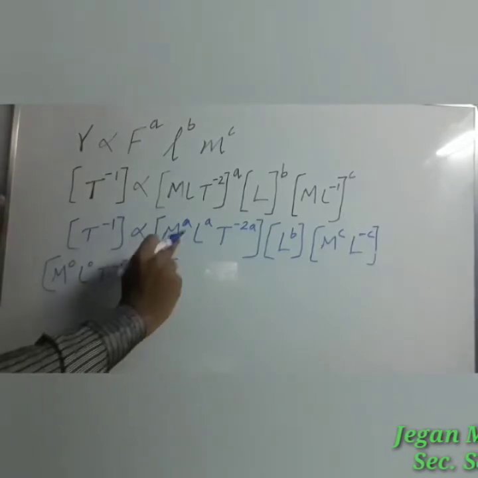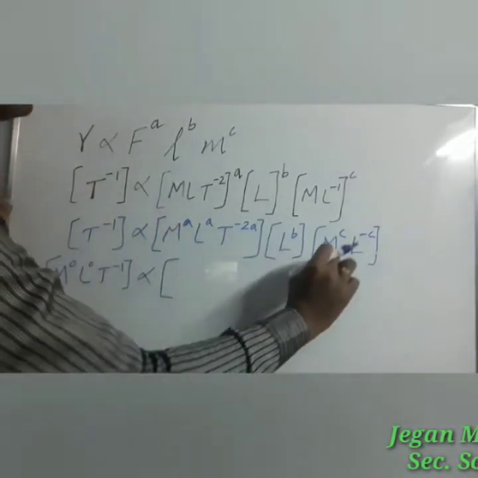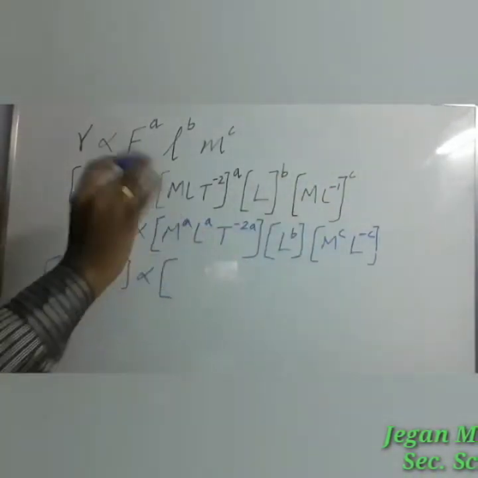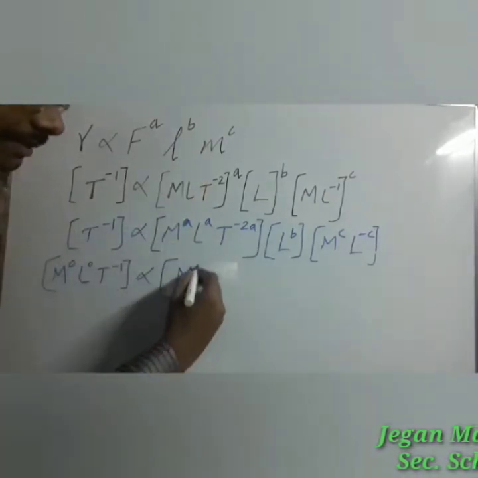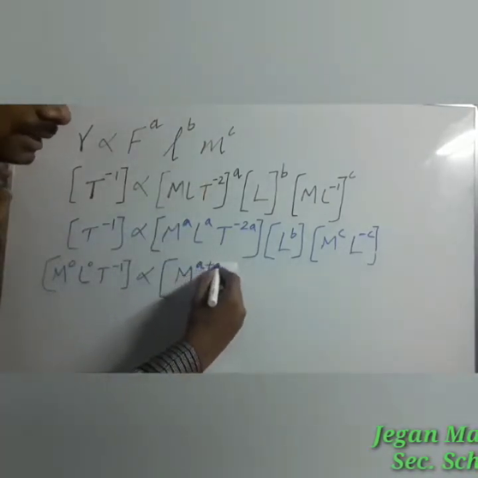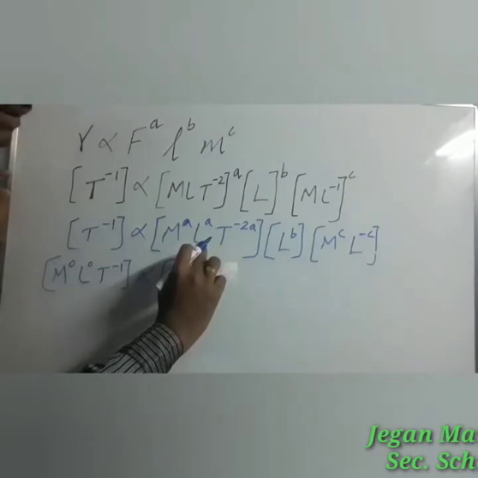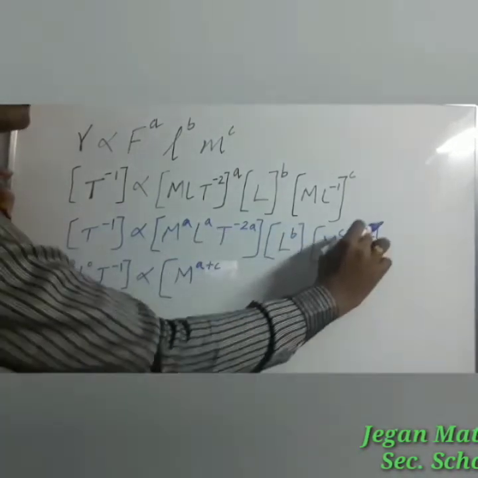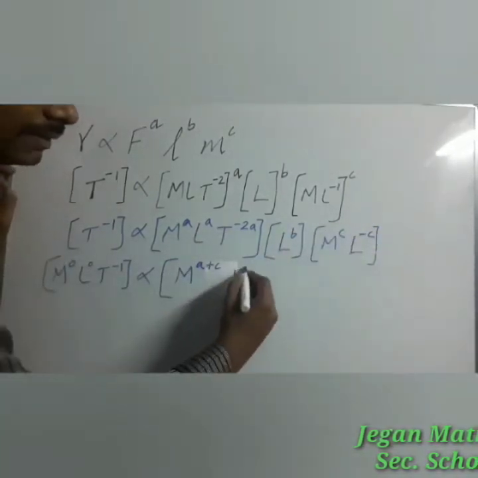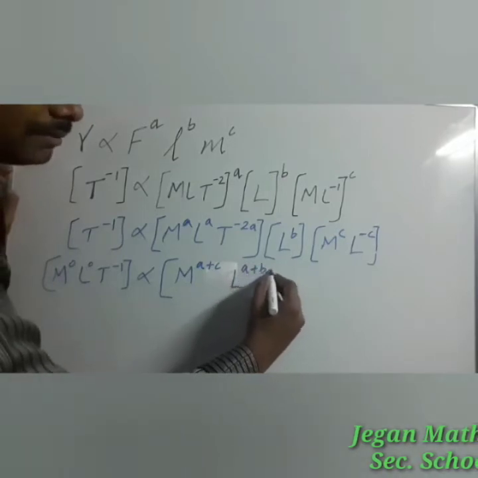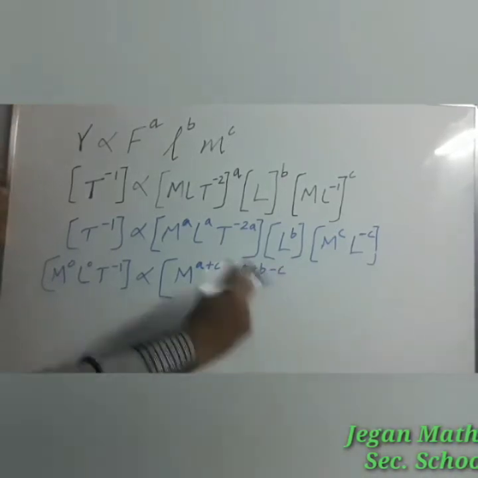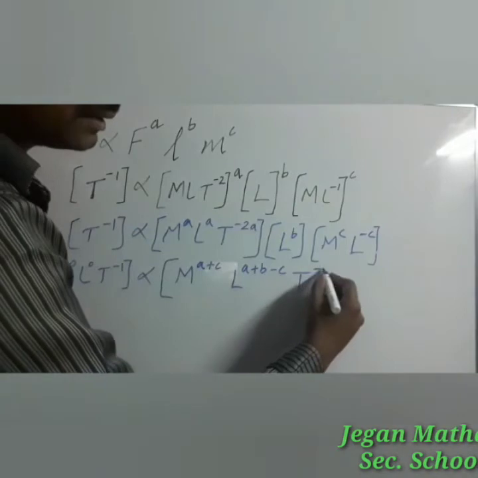Here M power a and M power c are also there. The base is the same, so you can add the powers. It can be written as M power a plus c. Here L power a, L power b, L power minus c. So how can we write? L power a plus b minus c, T power minus 2a.